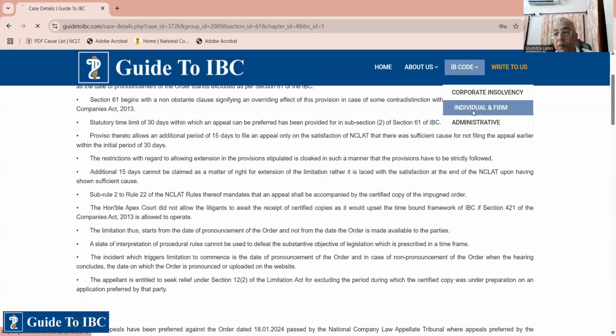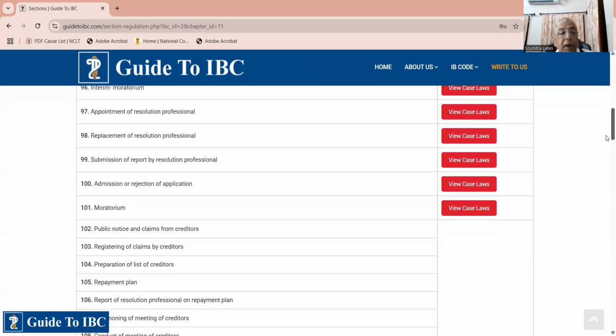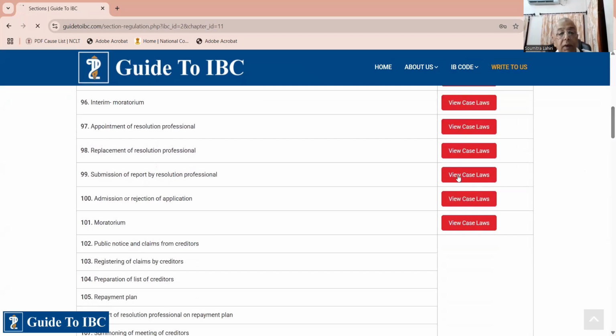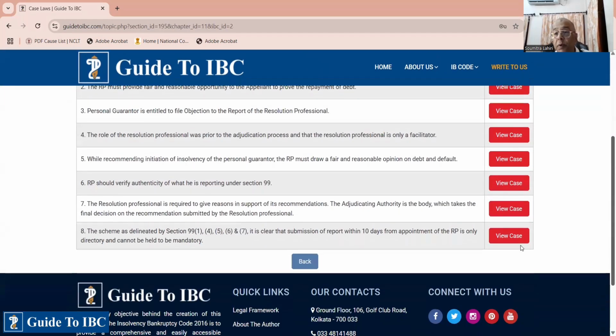So let us now go to individuals and quickly wind up with two cases. In the first case which we take up, I am also involved, but my name is not there. But I was the RP there.